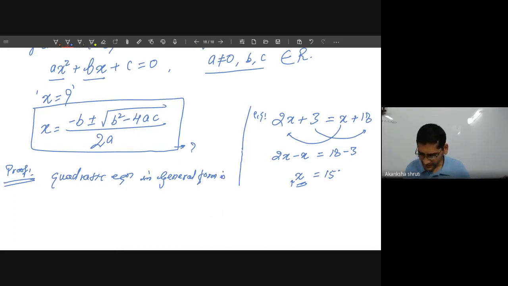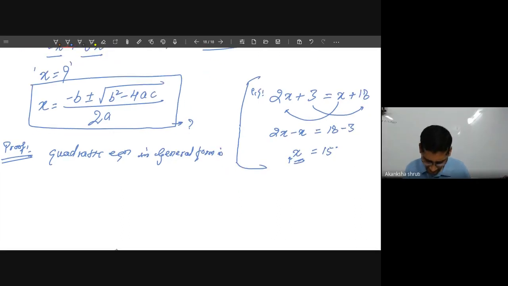Student, write it. Ax square plus bx plus c is equal to 0.